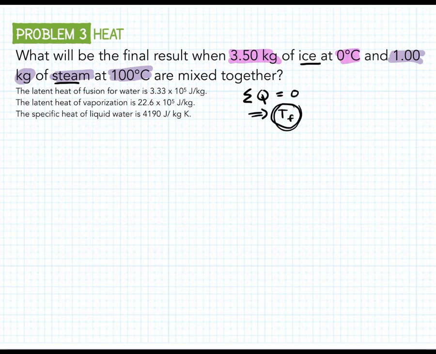So, oh no, but it's a difference. So we don't have to convert the degrees. So what we're going to do is calculate the heat transferred into the ice and the heat transferred out of the steam. What do you think we're going to get at the end?